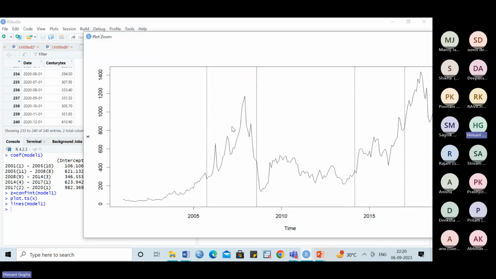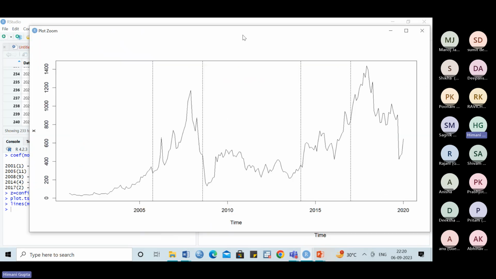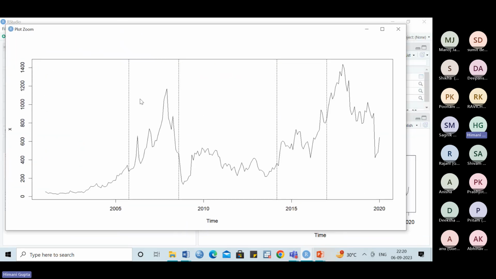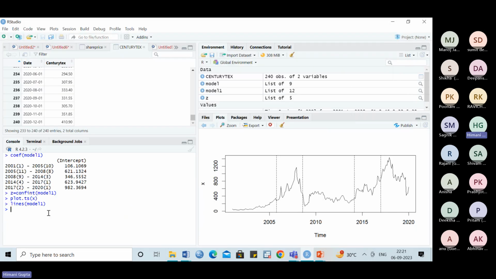Now, I want to calculate the break period also. It has given me the line. See, it has told me that there should be 5 periods. So 1, 2, 3, 4, 5. It has given me the 5 periods of break. Now, how to make the periods? I want to show the break periods also. So just write lines Z, because I have given the Z.